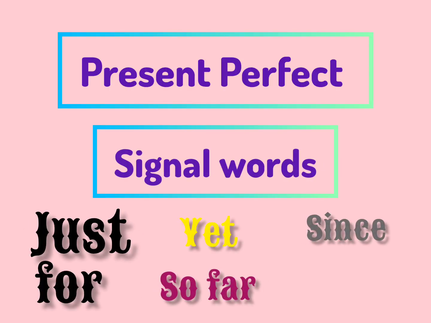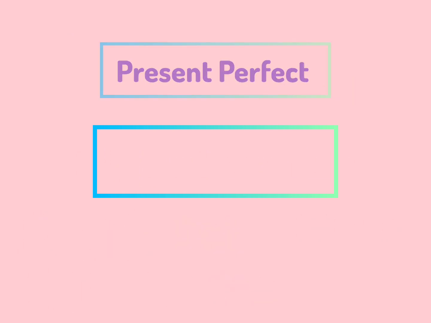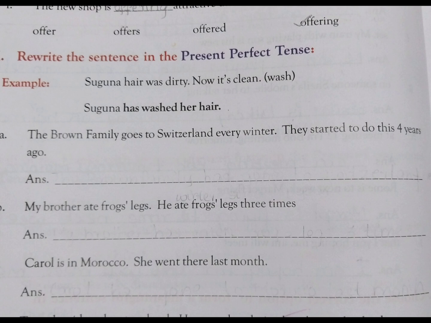Present perfect tense signal words. In present perfect tense, we use these words frequently. Here is a workout.